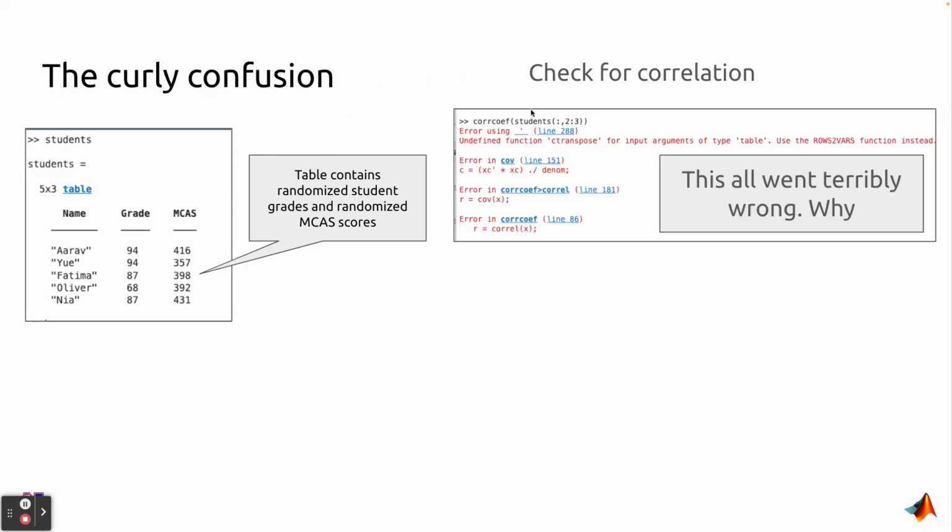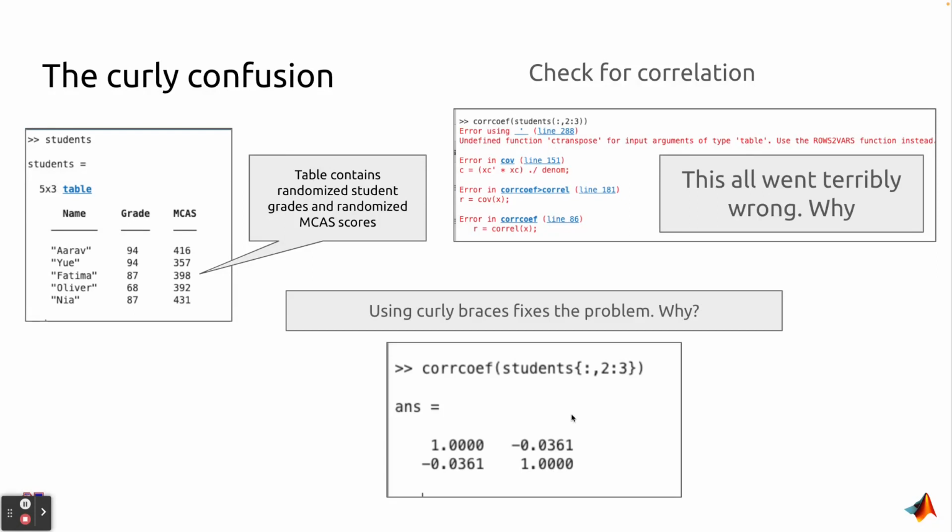When we go to use that, we say correlation coefficient students, all rows, columns 2 and 3, and we get an error. It didn't work. We use parentheses here. It does work if we use curly braces. And by the way, there is no correlation because these are random numbers. But back to the curly braces. The curly braces work, the parentheses didn't, and you gotta wonder why.